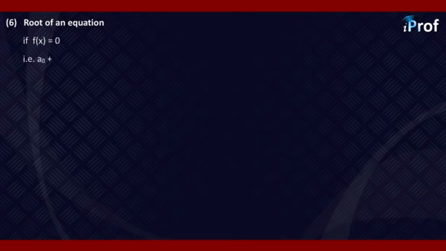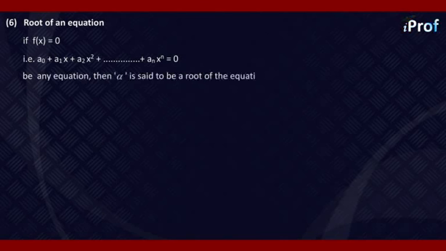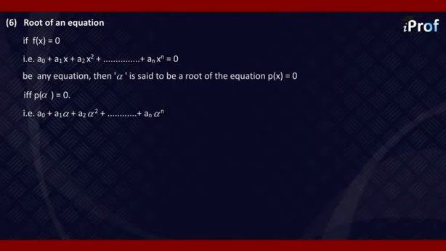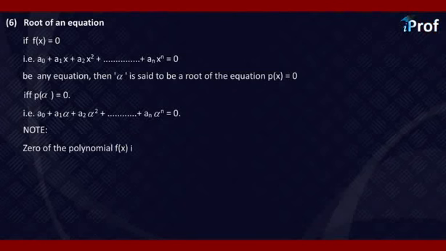After defining what a polynomial equation is, we now go over to defining the root of an equation. If f(x) equal to 0, that is a0 plus a1x plus a2x squared plus so on an x raised to power n equal to 0, be any equation, then alpha is said to be a root of this equation, that is p(x) equal to 0, if and only if p(alpha) is equal to 0. That is, when we substitute alpha, it makes it 0. That is, a0 plus a1 alpha plus a2 alpha squared so on an alpha raised to power n is equal to 0. Note, a zero of the polynomial f(x) is the same as the root of the polynomial equation f(x) equal to 0.